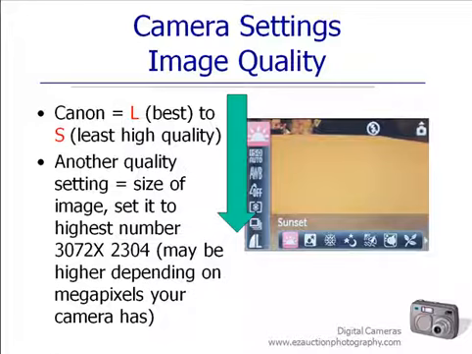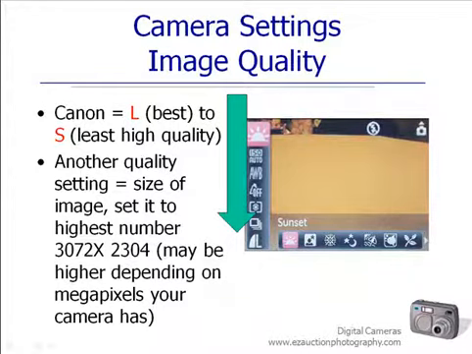And you may have two settings. It might be that you set super fine here, and then you'll come into the command menus where you'll find a pixel number actually. And what you want to do is pick the highest number that you have. And I can't say for sure what that highest number is because it's affected by how many megapixels your camera has. On a 7 megapixel camera, your setting would be 3072 by 2304.